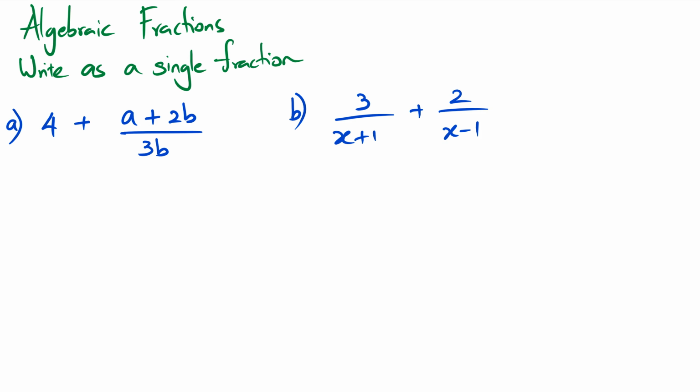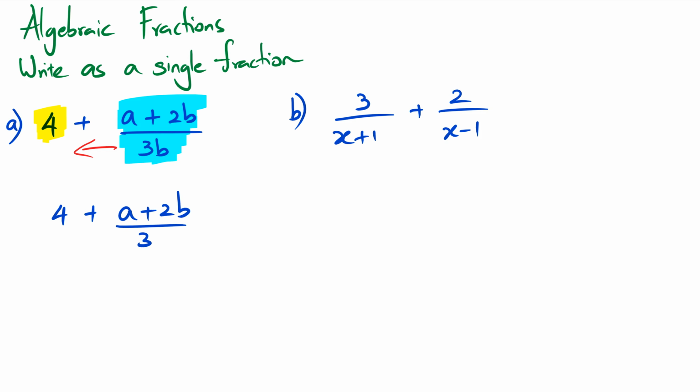So with the first one, what I notice is that I've got 2 components. My first component is just 4 by itself, and my second component is this fraction here. Now also notice that with the 4, I don't actually have a denominator. All right, if I want to put 2 fractions together, I need to make sure that the denominators are the same. All right, so that means I need to figure out how I can have 3b underneath the 4. All right, and that's not too bad, because what I do is I write the question like this: 4 plus a plus 2b over 3b.